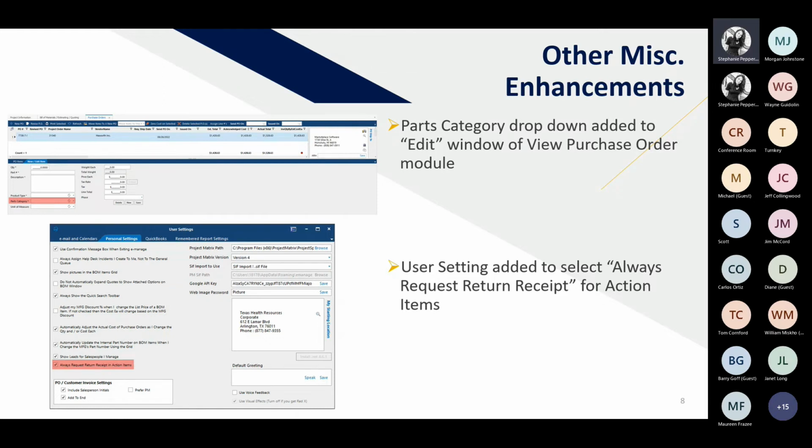So if you go into tools, configure user settings, you'll get this box popped up here and you'll click on personal settings. And in the bottom left, you'll see always request return receipt in action items. And it'll just always give you an alert when an action item is completed or rejected.